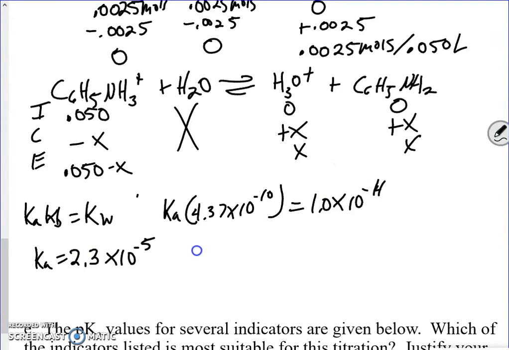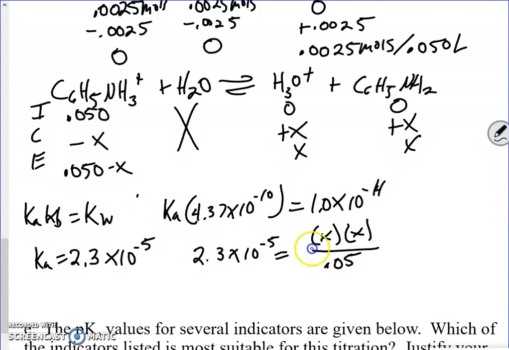Now we can solve for x. 2.3 times 10 to the negative 5th equals x times x divided by 0.05. Well, we know how to solve this. We multiply by 0.05, which gives us x squared. Take the square root of it, and what we get is x is equal to 1.1 times 10 to the negative 3rd. And that is our concentration of hydronium.